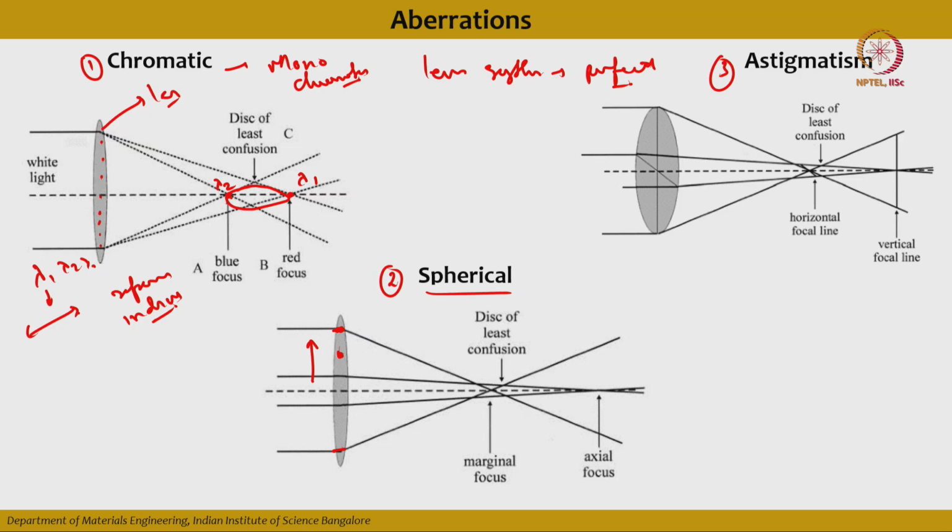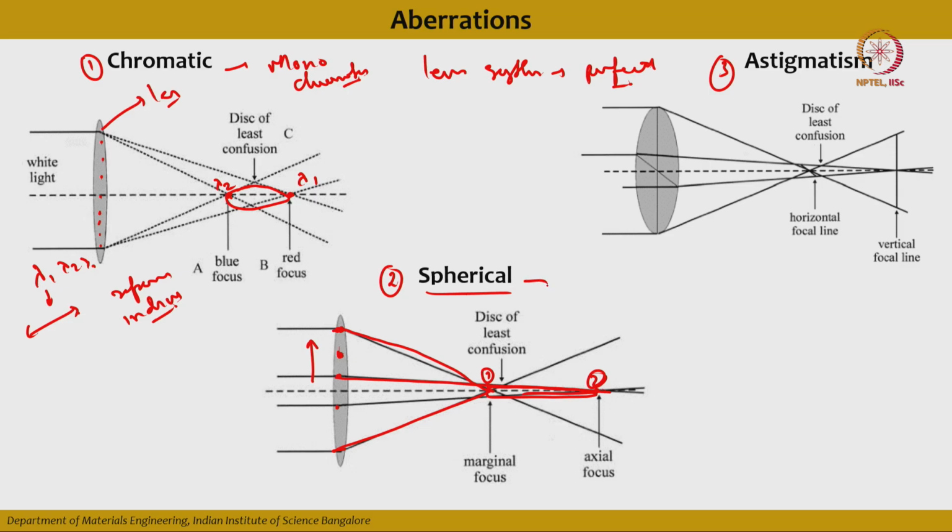So, if a ray passes through it, the focal point will be here, but if a ray is near to the optical axis, the focal point will be somewhere here. So, this is the first position, second position. So, you will have this disk of least confusion, which is due to the spherical aberration.